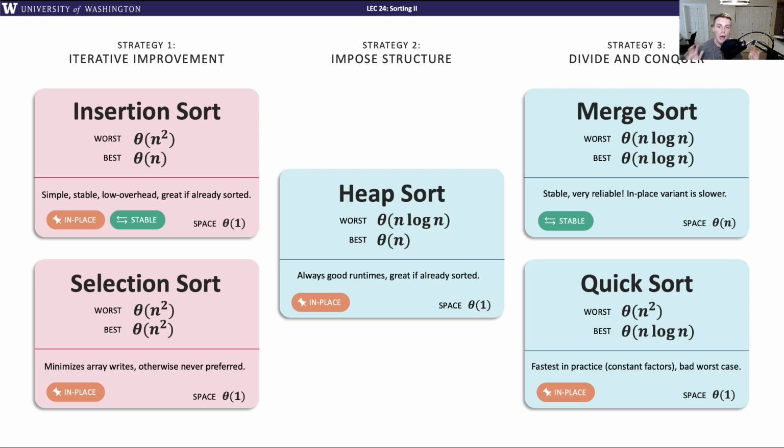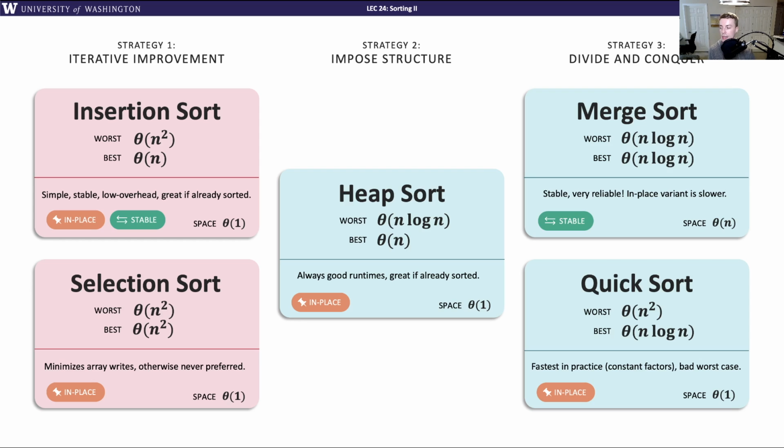To give us one last at-a-glance overview of everything we just saw, here are all of the categories of sorting algorithms we just learned. They're organized by their strategy for solving them, starting with iterative improvement, then imposing structure using the heap, and then divide and conquer. This also corresponds to most inefficient to most efficient. We learned insertion sort and selection sort in the iterative improvement category, heap sort in imposing structure, and divide and conquer being merge sort and quicksort, getting this n log n runtime. I also have some bonuses for why each one of these is useful.